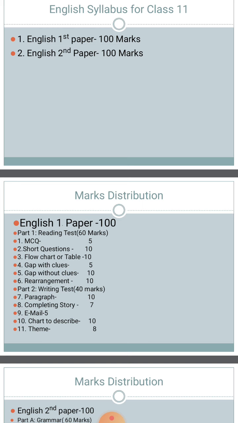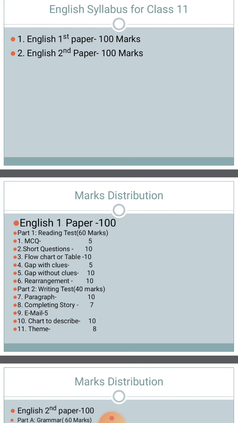Next one, it is also a gap question, and you will have 10 marks in this, but you will have no clues here. Next, question number 6. This is called rearrangement. That is, you will be given 10 sentences to make the order of the sentences, and it is for 10 marks.